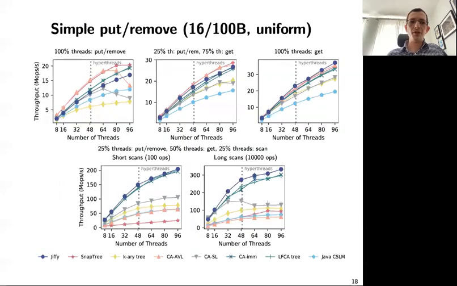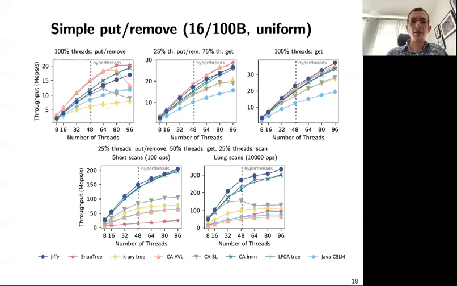Here you can see the throughput in millions of operations per second of the indices as a function of the number of concurrent threads in 5 scenarios. In the first scenario, all threads perform only simple put and remove operations. Compared to other indices, updates in Jiffy, see the blue line, are more costly because Jiffy requires 2 compare and swap operations per update to facilitate batch updates. However, despite that, it is over 50% faster than Java concurrent skip list map and only slightly slower than the best of the competitors.